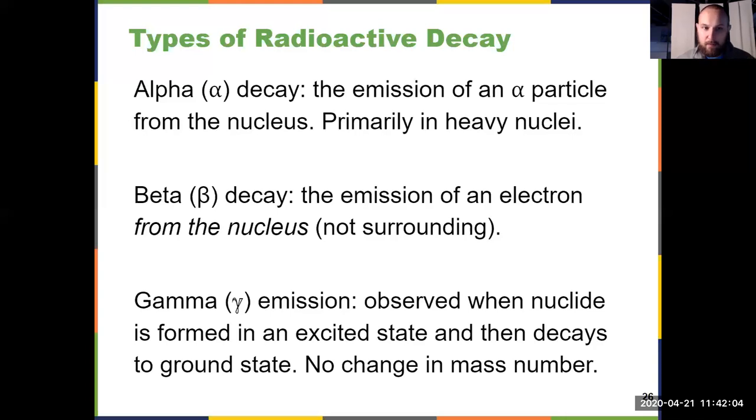We also have gamma emission, okay, which is where a nuclide is in an excited state. We don't change the proton or neutron count, right? So we don't change the mass number, but we do lose some energy to decay to a ground state. Think about it like an excited state electron falling down in energy and emitting light. Same type of thing with gamma emission, but now we're emitting gamma radiation.